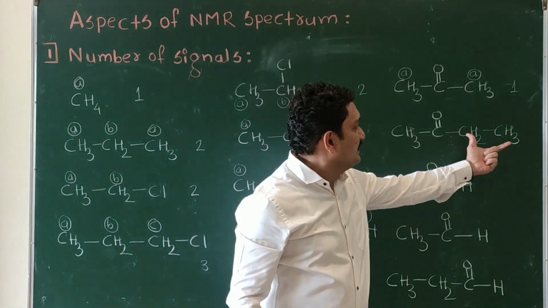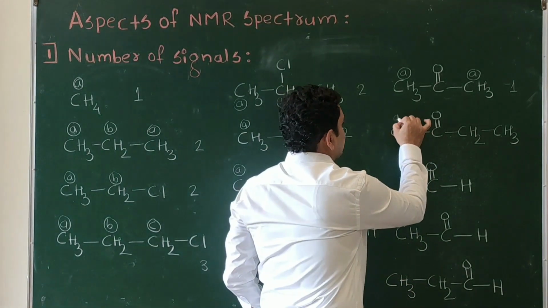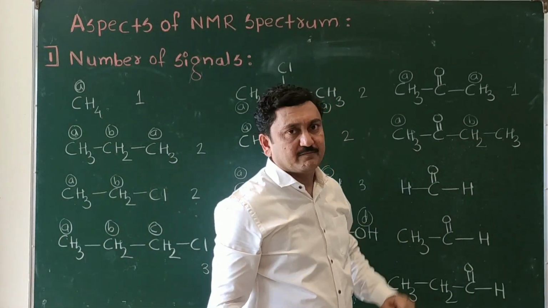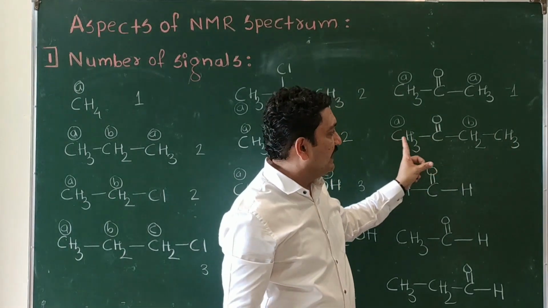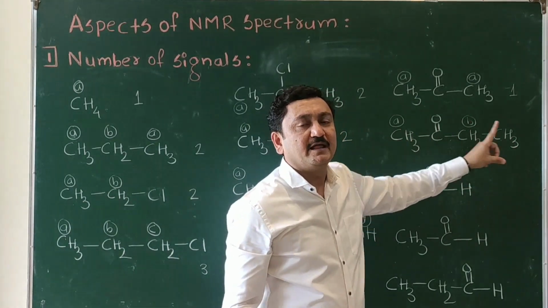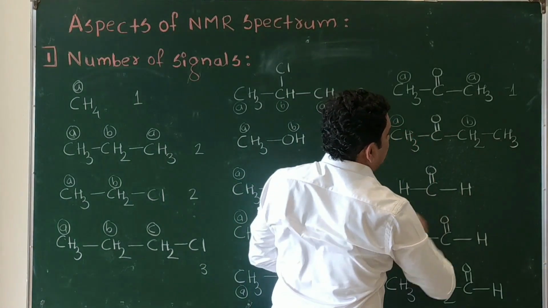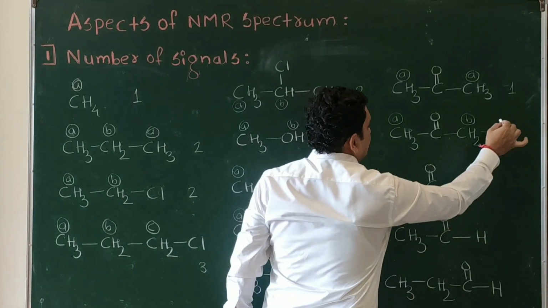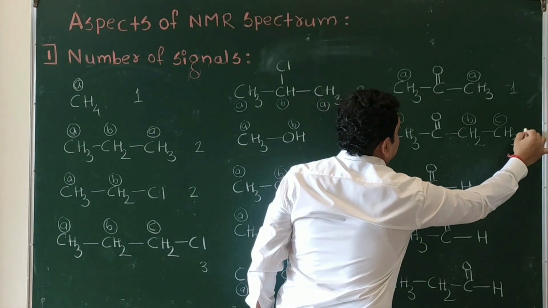Another example is ethyl methyl ketone. CH3 and CH2 always give different signals, so no need to check them. Only check the 2 CH3. If they are identical, write AA. If they are different, write AC. The environment is COCH2CH3 for one and CH2COCH3 for the other. The sequence is different, so they will give different signals. The number of signals will be 3.